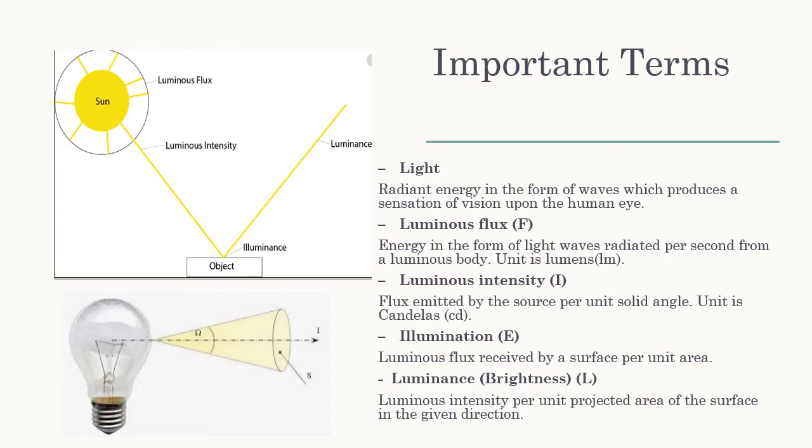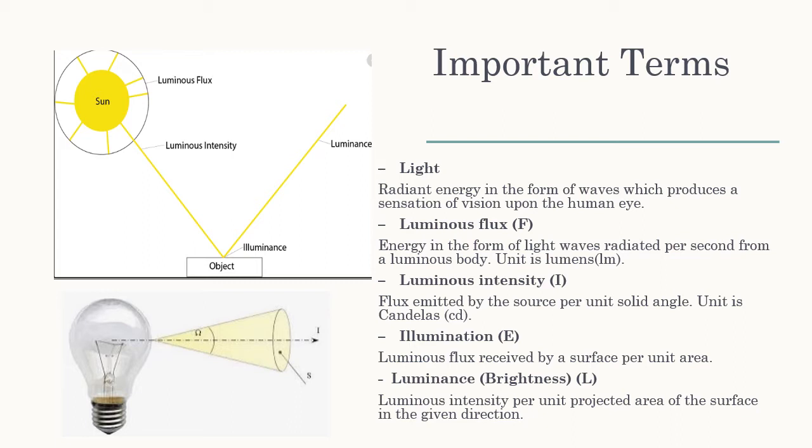Next one is luminous intensity. Luminous intensity means how much light falls in a particular direction. In other words, you can say it is the flux emitted by the source per unit solid angle. Here, this is an artificial source of light. The flux emitted, while taking the surface, here this angle is the solid angle. So, flux emitted by the source per unit solid angle. The unit is candelas.